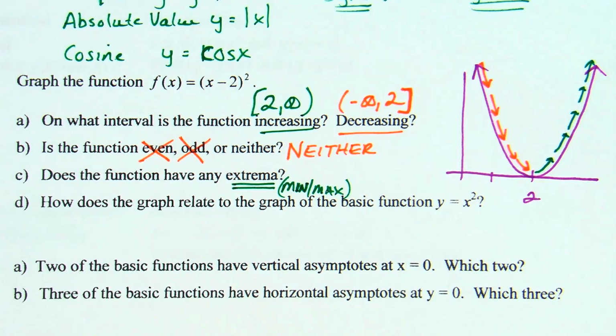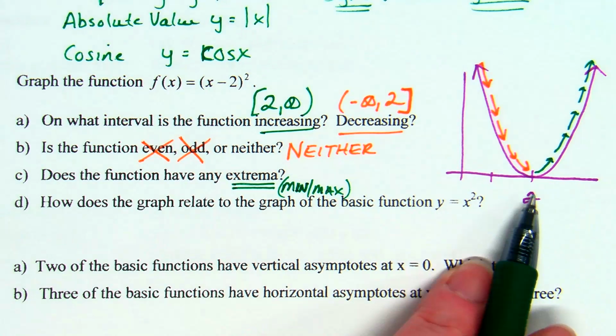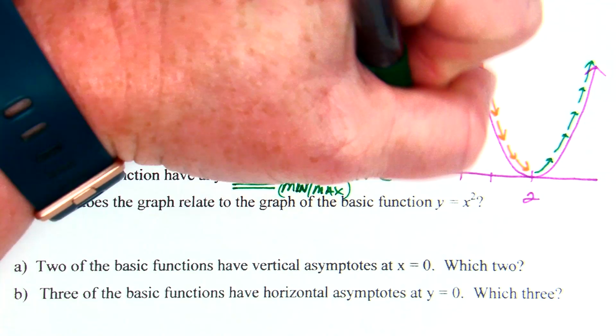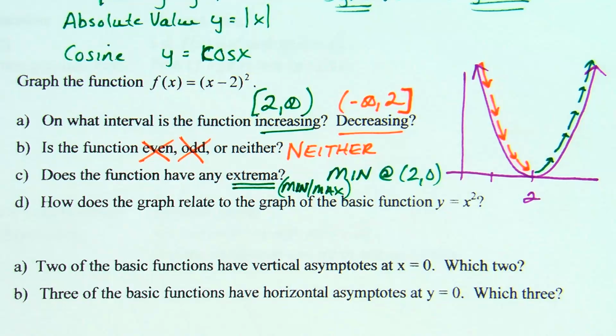So does this function have any extrema? Yeah. What's it have? A minimum at x equals 2, or at the ordered pair 2, 0. So I'm going to say there's a min at 2, 0. Yes. If it asks, you can. I mean, it is an absolute minimum because that is the lowest the graph would ever go. It's a local minimum also because every minimum's a local minimum. But yes, I agree. This one specifically is an absolute minimum.